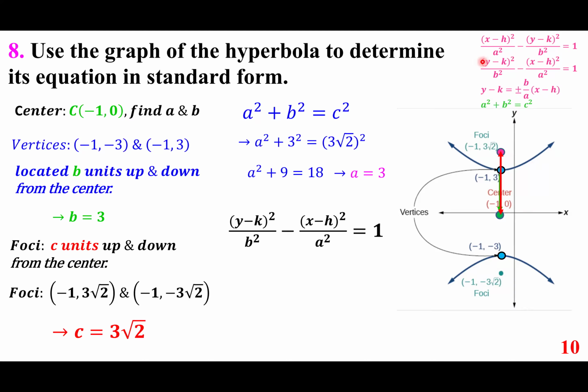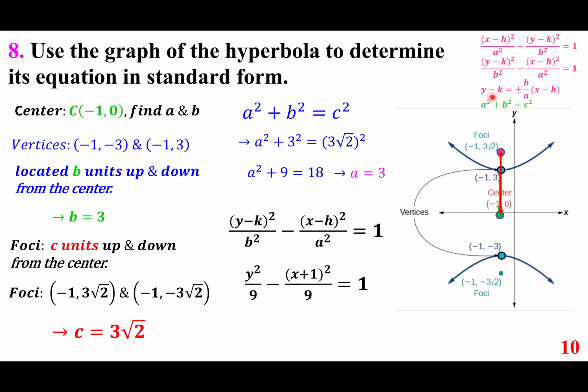We go back to the center. The y coordinate is 0, so y minus 0 is simply y. The x is minus 1, so this is x minus minus 1, or x plus 1. b and a are both 3, so both of them are 9. y squared over 9 minus (x plus 1) squared over 9 equals 1.